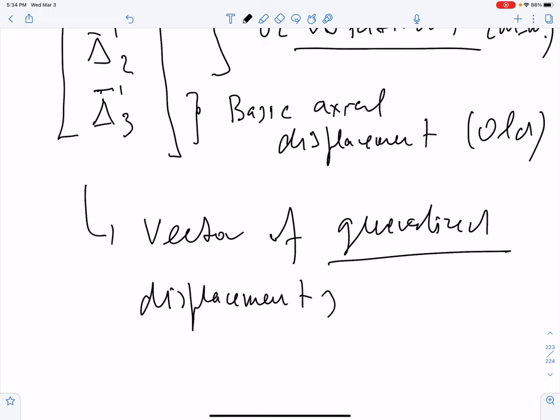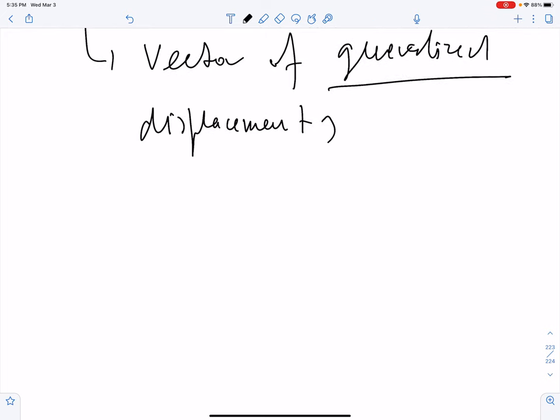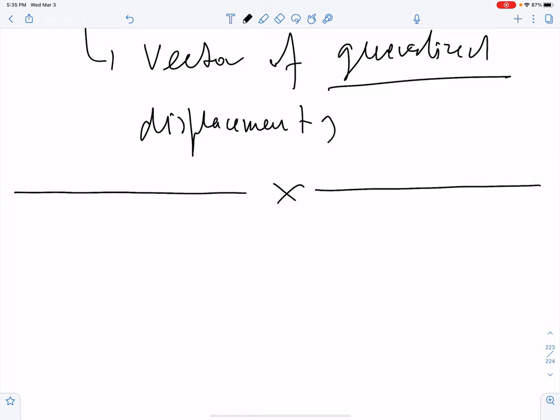Where again we're using the word generalized to lump rotations and displacements into a vector of generalized displacements. We can't call it displacements because rotations are not displacements. However, the term generalized displacements describes the situation quite well. So this is our basic system. So now let's begin developing the kinematic relations.